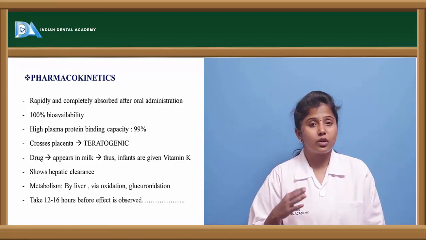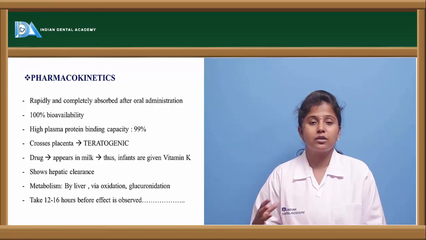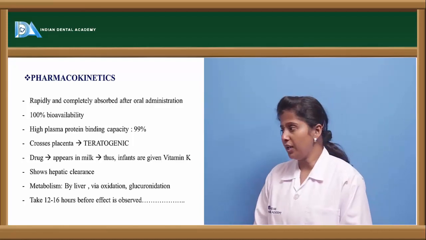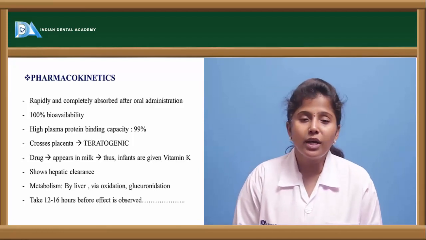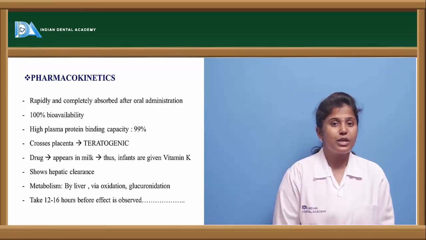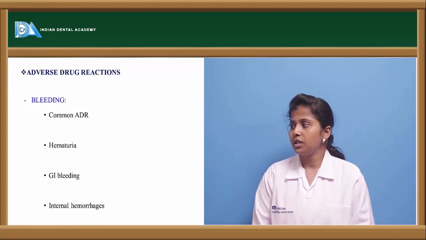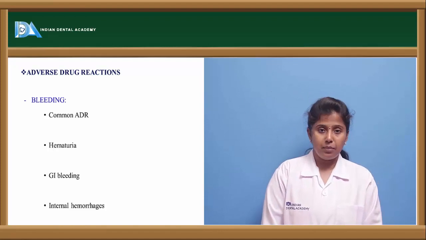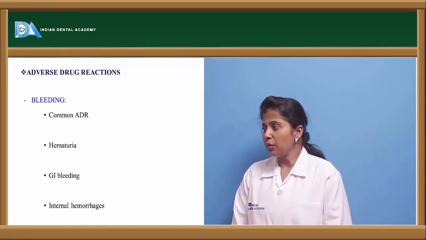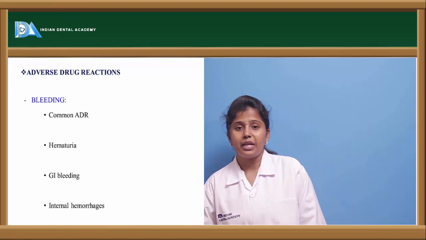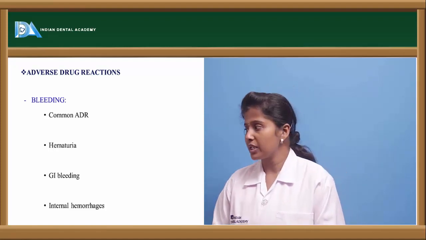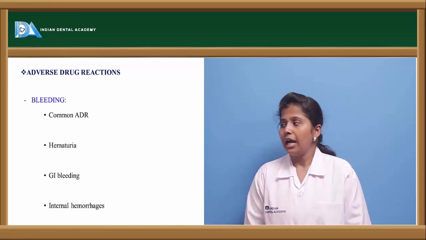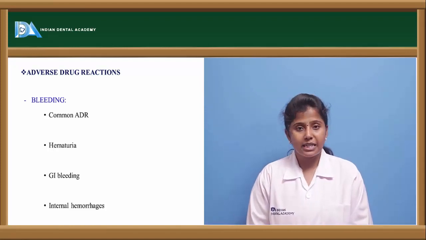So warfarin is metabolized by this process of oxidation and glucuronidation in the liver, and it takes almost 12 to 16 hours for the warfarin to show its effect. So if we see the adverse drug reactions of warfarin, the common adverse drug reaction is bleeding. On long term usage it causes hemorrhage, and it even causes bleeding in the gastrointestinal region, internal hemorrhages, internal bleeding of the organs, hematuria. These are all the common side effects.